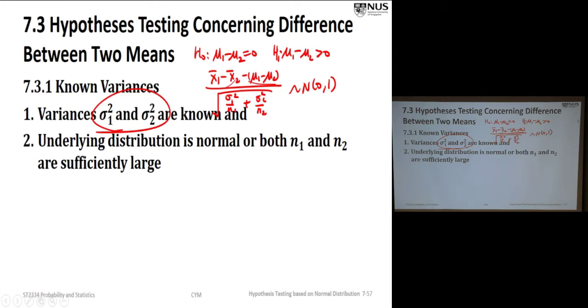But the same formula can also be used even if the underlying distribution is not normal. We don't know the underlying distribution, but provided that these two sample sizes are sufficiently large, when we say sufficiently large, maybe bigger than 30, then we can still use this procedure. But just bear in mind, in that case, this is only approximately standard normal. But the way that we do things is the same. All right?